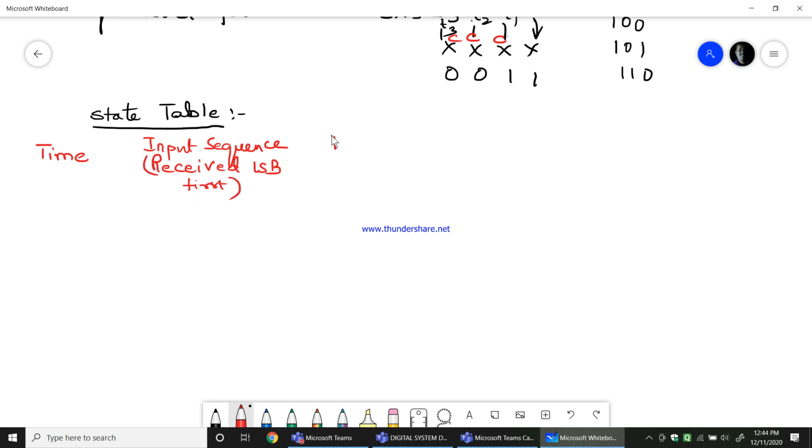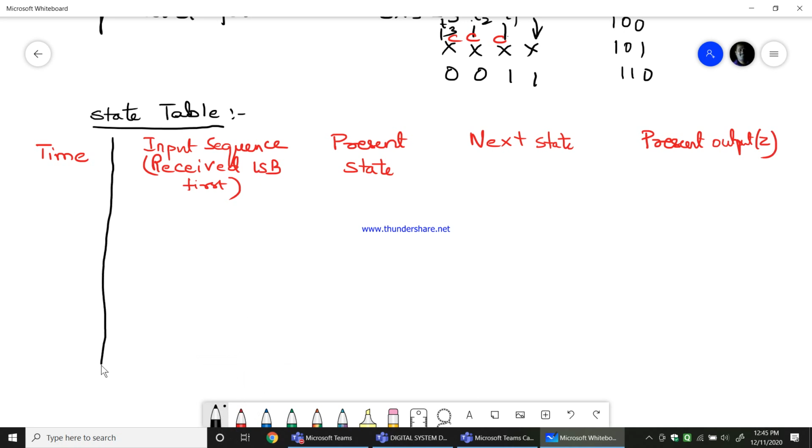Then we go with the present state. Then we go with the next state, and then we go with the present output also. So these are the columns which we normally see.